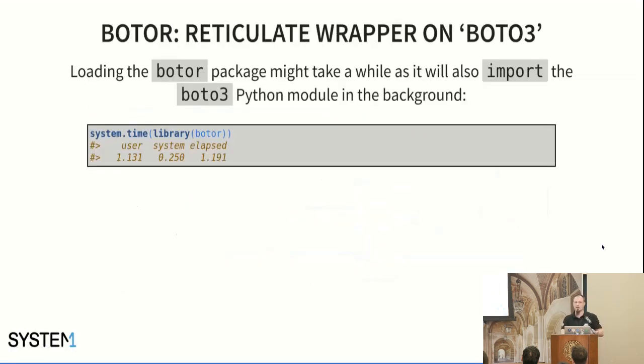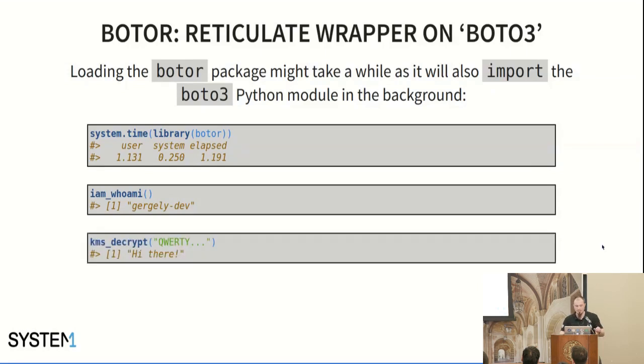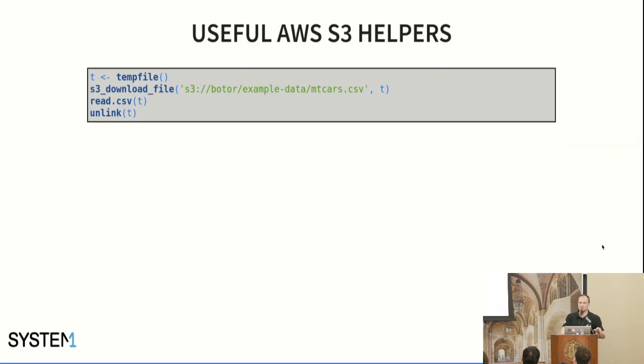So there's this package, you load it, it will just start a Python process embedded in your R session, and it will load this Boto-free module, and then you can just run some helpers like this. "I am who am I" will show you your Amazon username.